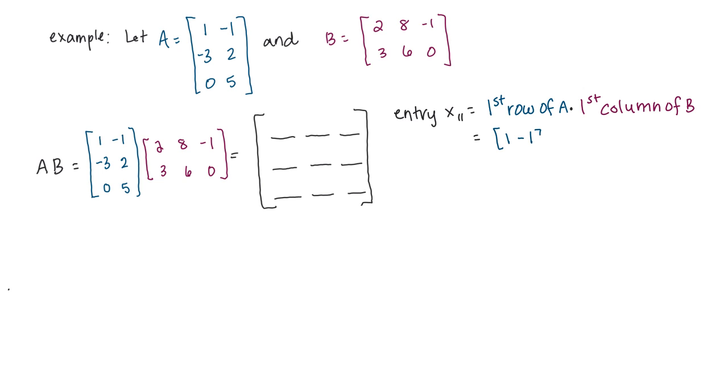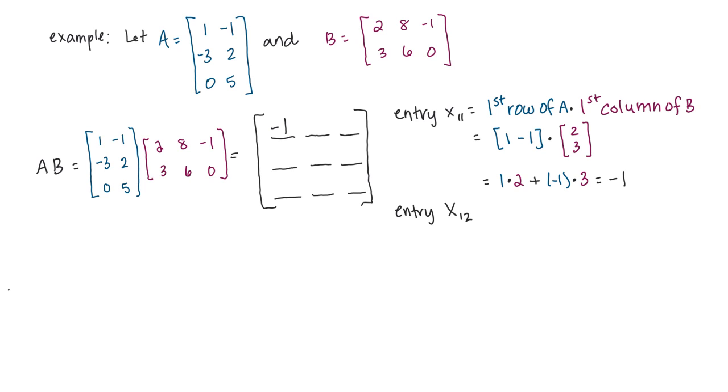It's always row, column. So row 1 from A is the 1 and the negative 1, and column 1 from B is 2 and 3. So our row vector times our column vector means we're multiplying 1 times 2 plus negative 1 times 3, which gives us 2 plus negative 3, which is negative 1. So we'll enter our 1, 1 entry as negative 1.